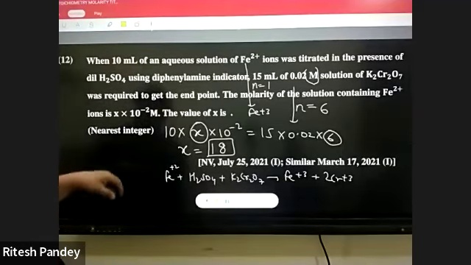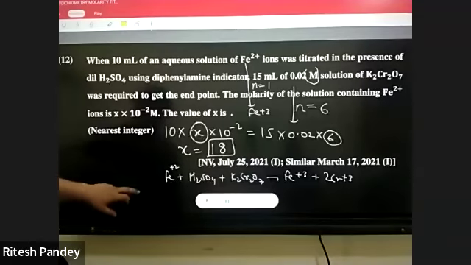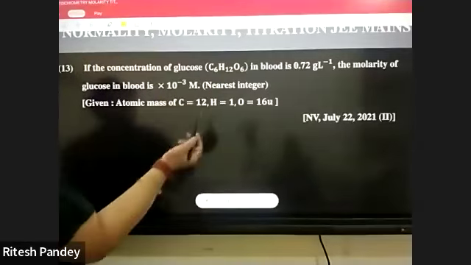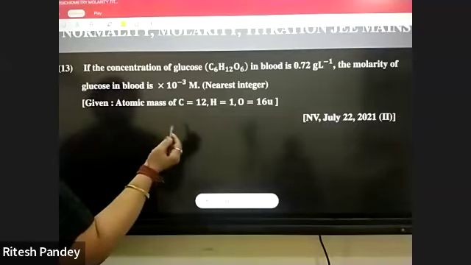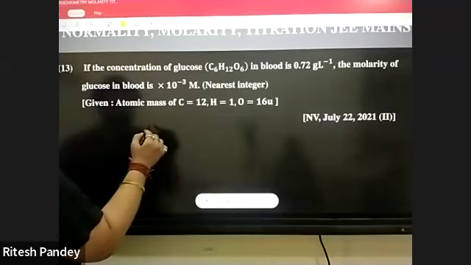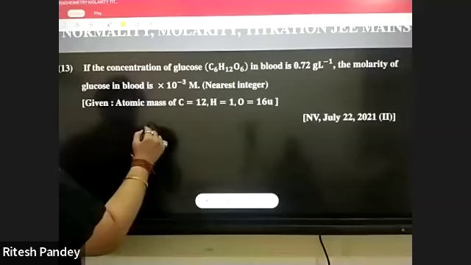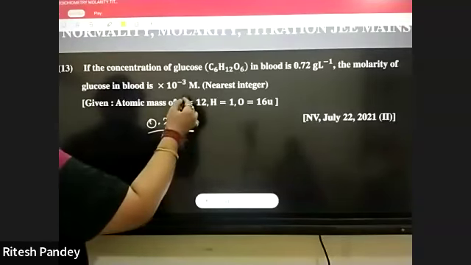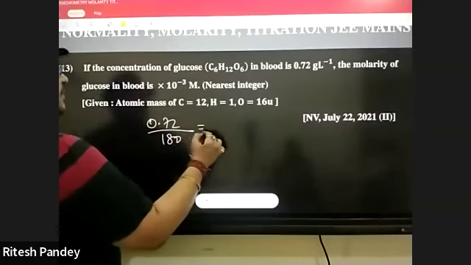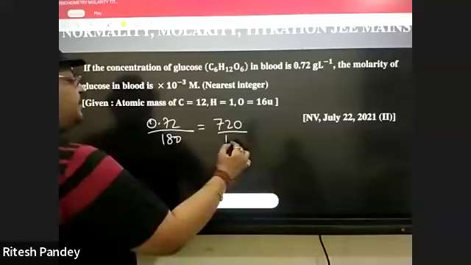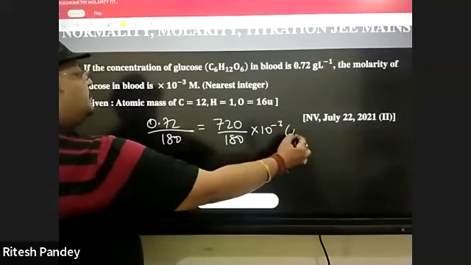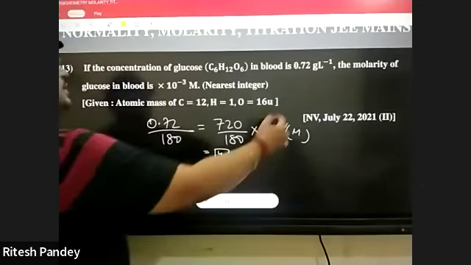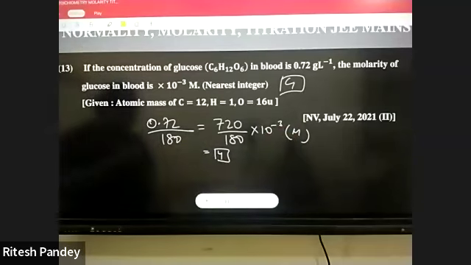This would be within the questions. I will definitely do the remaining ones because this is very simple. 0.72 gram, determination of molarity, tell me the answer: 4. Here it is 0.72 upon 180. Now because they want it in 10 to the power minus 3, this is as good as 720 upon 180 into 10 to the power minus 3, and multiply it up to 40. The molarity is 4. We want to move on to question 14.